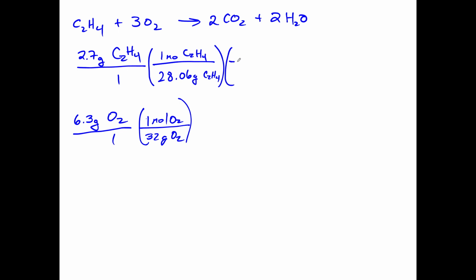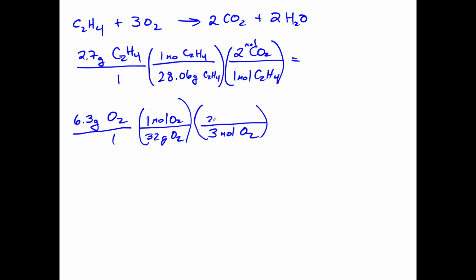Now we want to convert this to CO2. So for every 1 mole of C2H4, we get 2 moles of CO2. And that should give us so many moles of CO2 at the end. And with this, for every 3 moles of O2, we get 2 moles of CO2. Now we got moles of CO2.